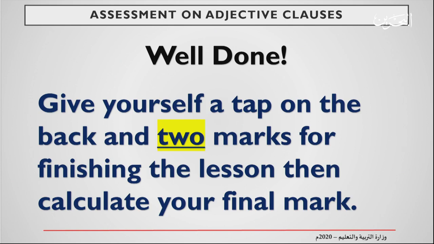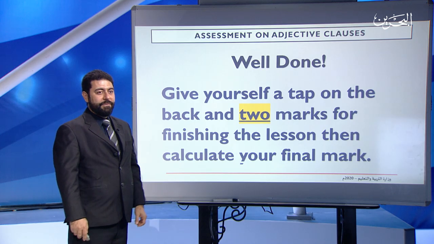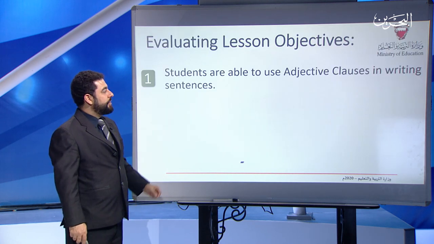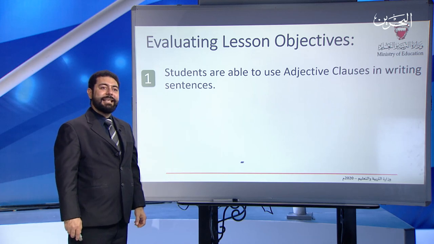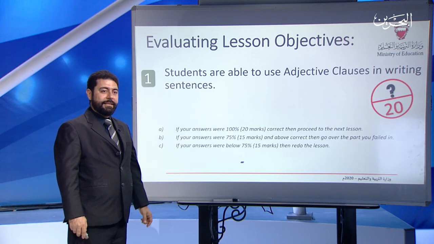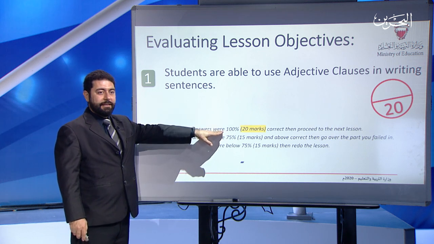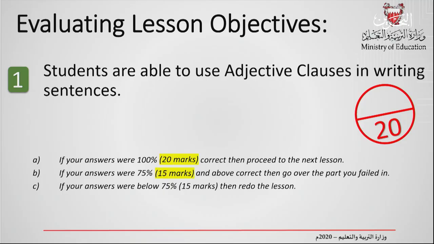Well done. Give yourself a tap on the back, plus 2 marks for finishing the lesson, and calculate your final mark. Now, you are able to use the adjective clauses in writing sentences, and you have a mark of 20. If you have 100% perfect answers, then you can proceed to the next lesson. If you have 75% or above, that means 15 marks or more, then you can go over the part you failed in and redo it. If you have lower than 75%, it means 15 marks or lower, then redo the whole lesson.